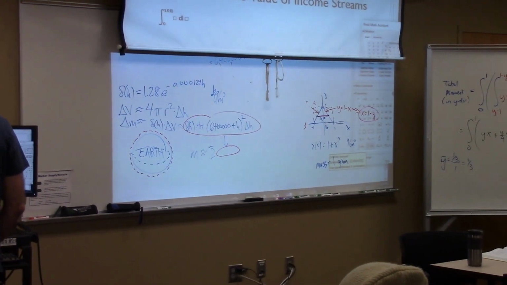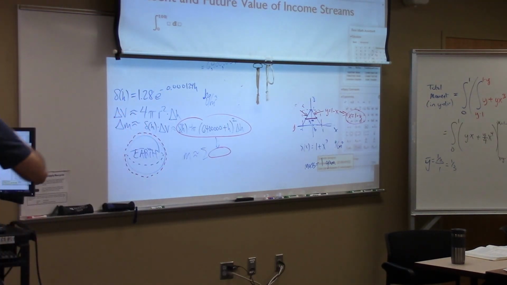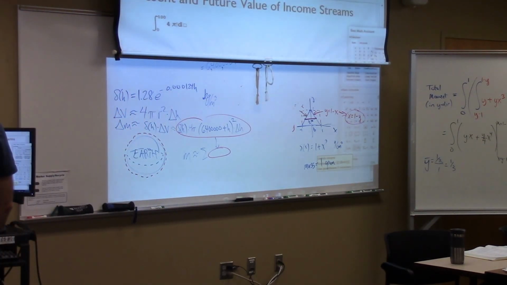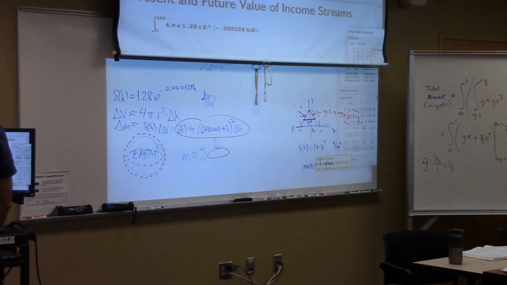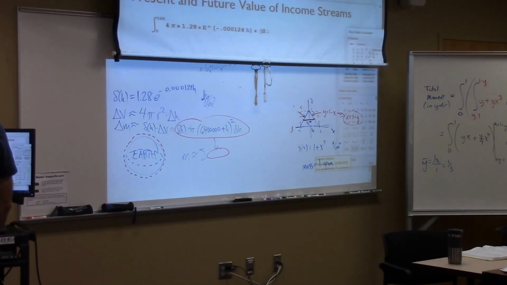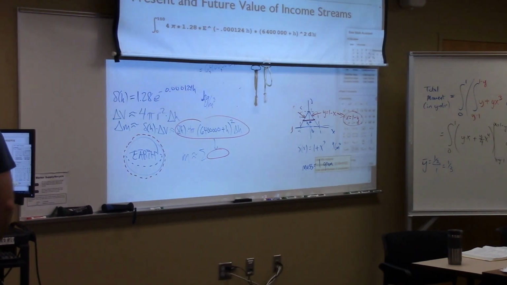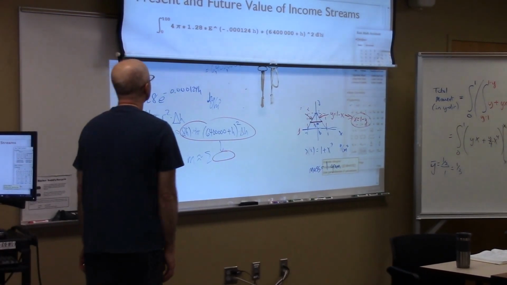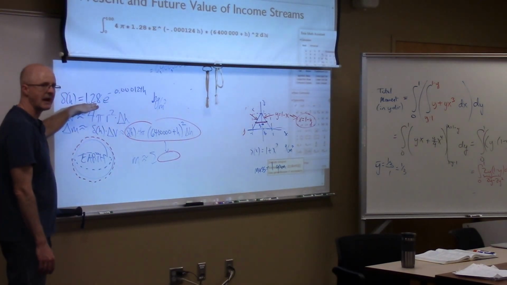Integral from 0 to 100, because we're talking about the first 100 meters of atmosphere. The function is 4 pi times delta of h, which is 1.28 times e to the negative 0.000124 h. Then don't forget your 6.4 million plus h quantity squared dh. This is going to be based on this model for the density, which evidently some scientists figured out as a good model.